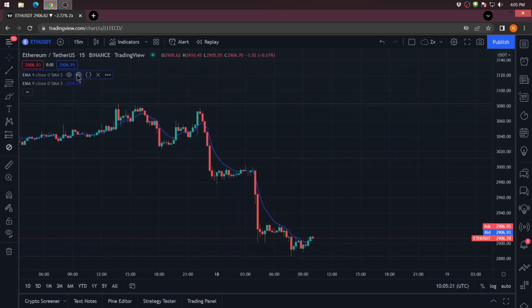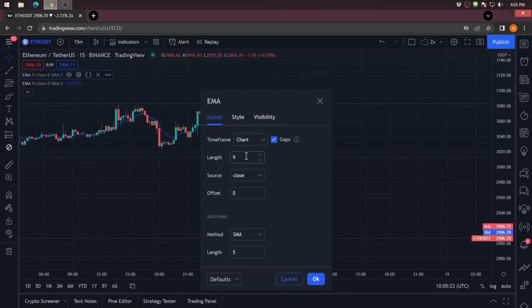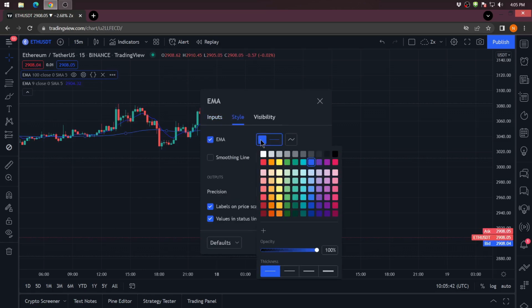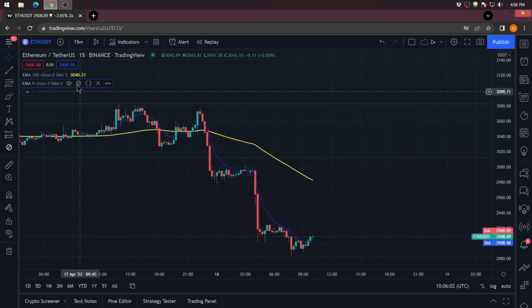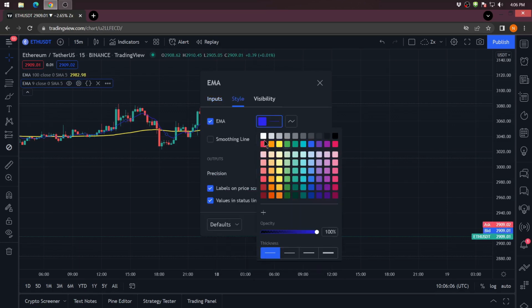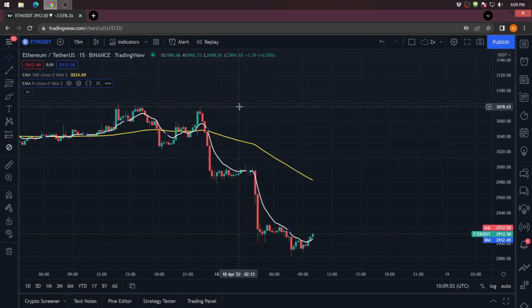First I need a 100 length EMA. So I simply change the default length 9 to 100, and to look more attractive I change the color to yellow and also change the thickness. For the second EMA I want to keep the length at 9, make the style white and make it bolder. Now I have to add the main indicator, Ten Meter.